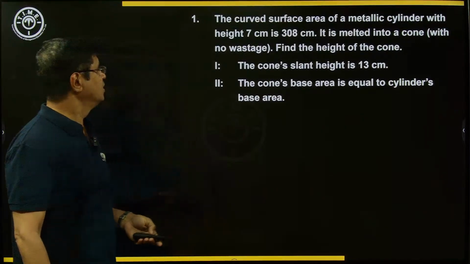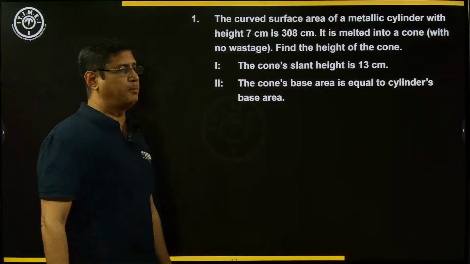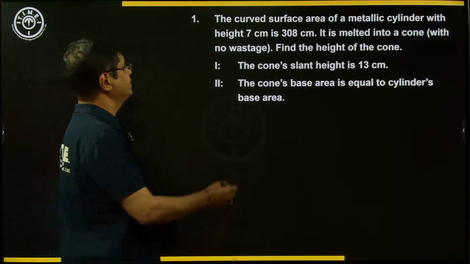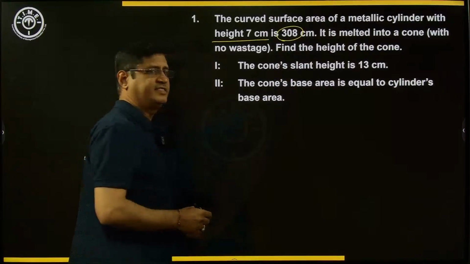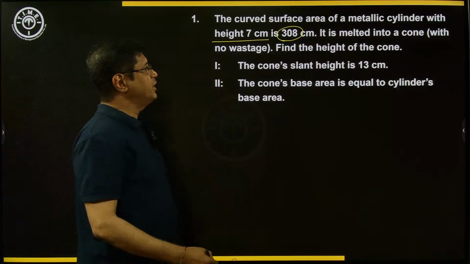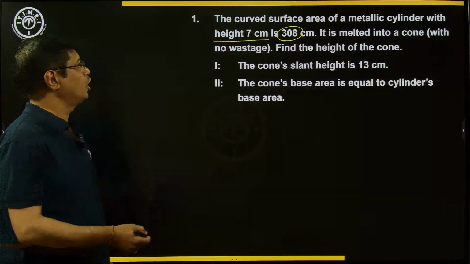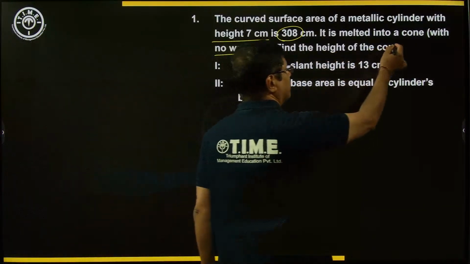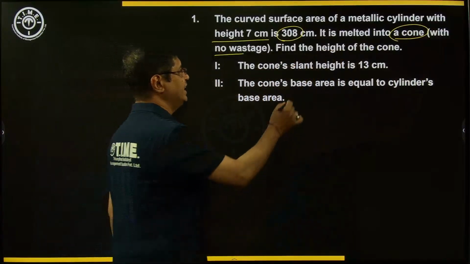Look at the first example on your screen. The curved surface area of a metallic cylinder with a height of 7 centimeter is 308 square centimeter. Sorry, it is melted into a cone with no wastage. Find the height of the cone.